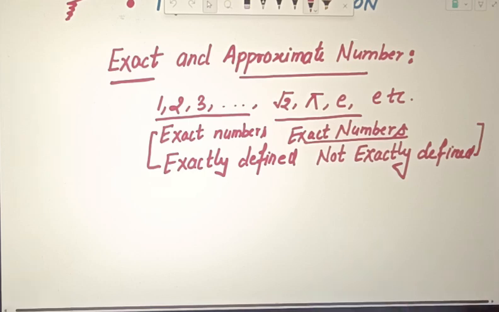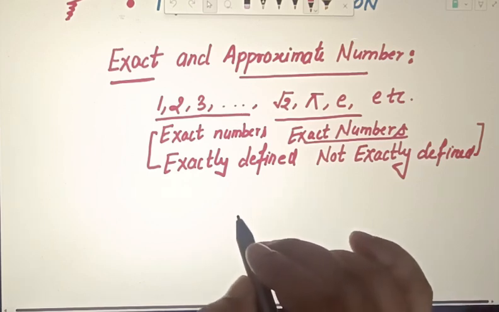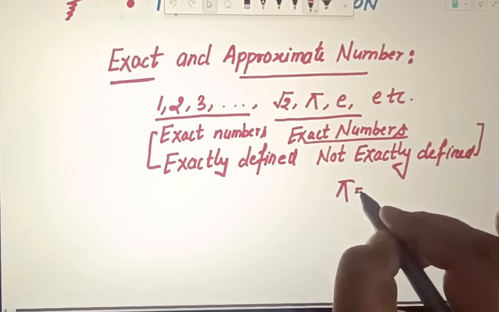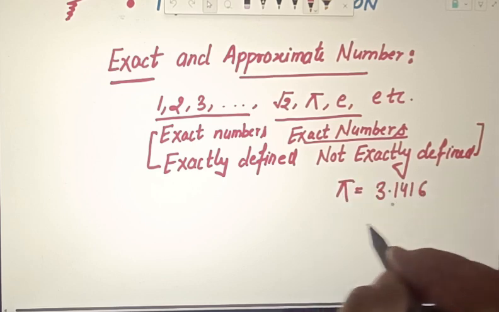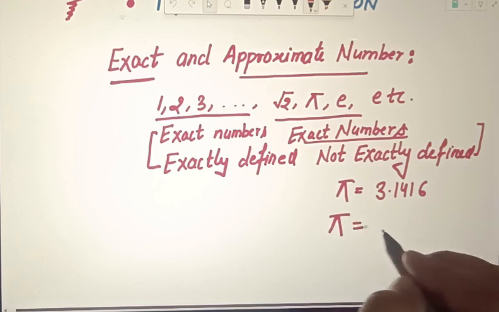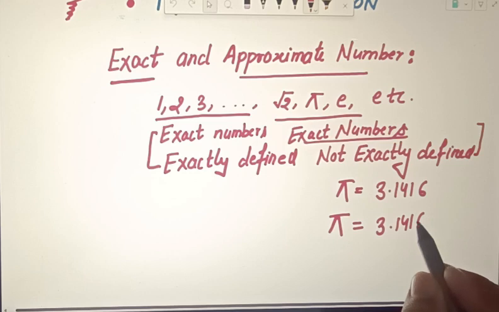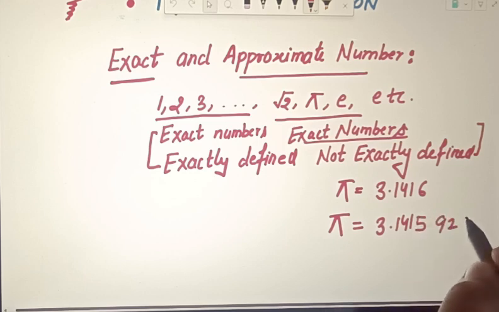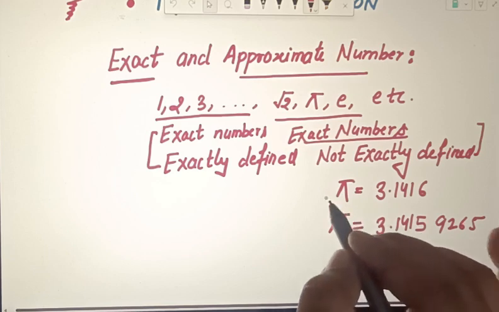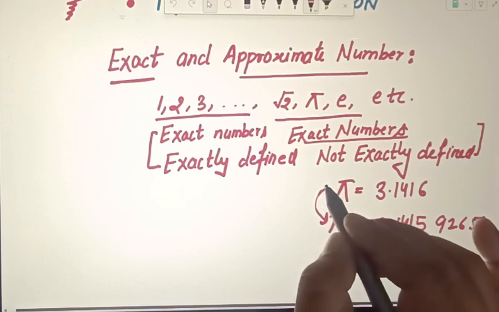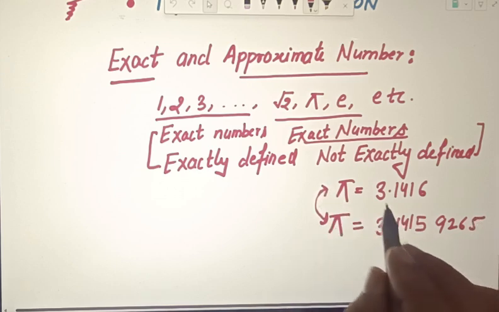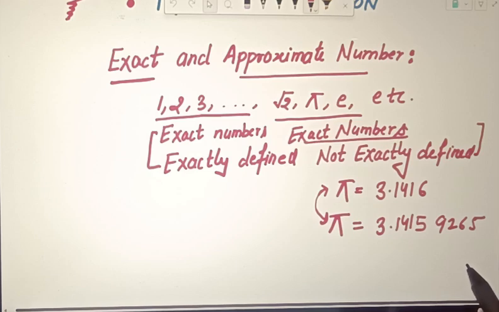And as I have told you, the approximate numbers are those numbers which represent the numbers to a certain degree of accuracy. For example, the approximate value of pi is 3.1416, and another approximate value of pi is 3.14159265. This value of pi is better than the first value, so it is a better approximate value of pi. But you cannot write the exact value of pi.